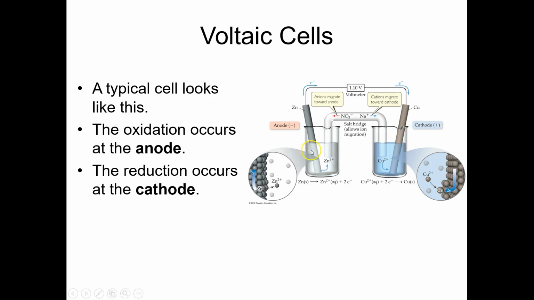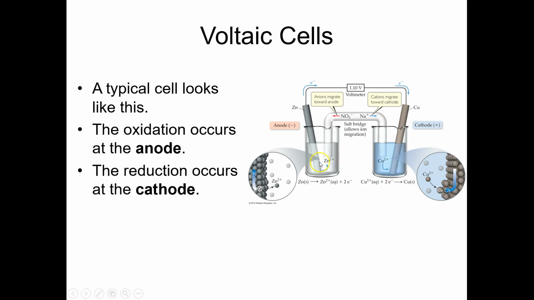Okay, so a typical cell is going to look like this. In this beaker, just like we saw in the previous slide, I've got an electrode of zinc metal immersed in a solution of zinc sulfate. But sulfate is just a spectator ion, so it's immersed in a solution of zinc 2 ion. In this beaker, I've got a copper electrode immersed in a solution of copper sulfate, but more to the point, in a solution of copper 2 ions.